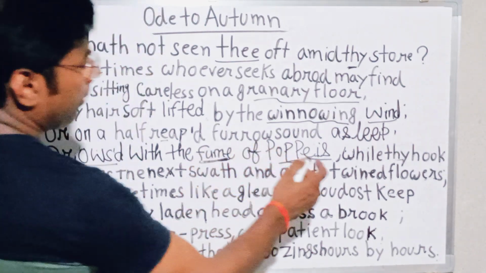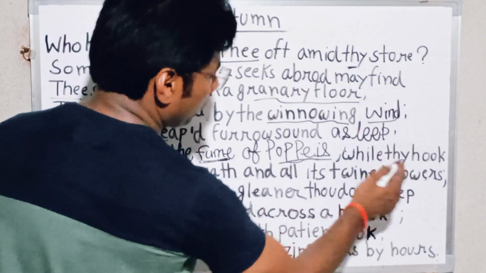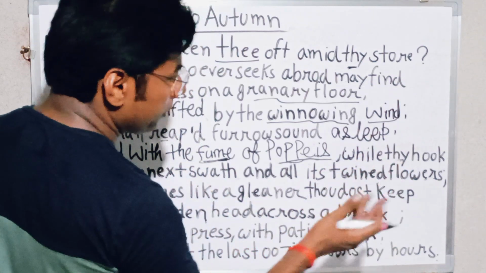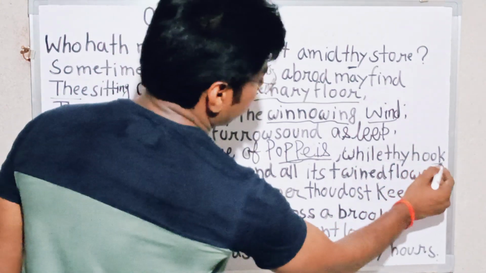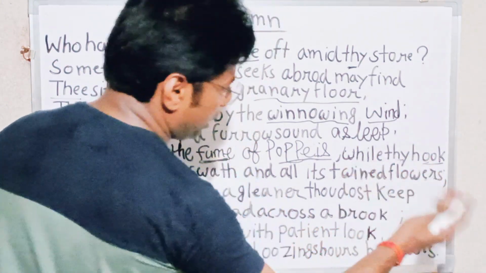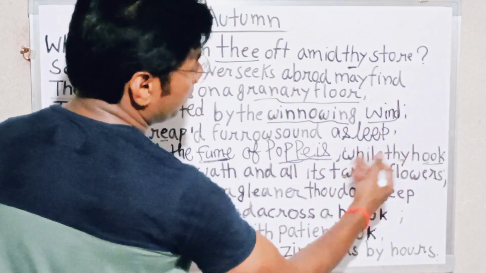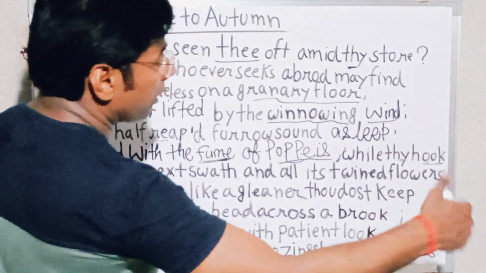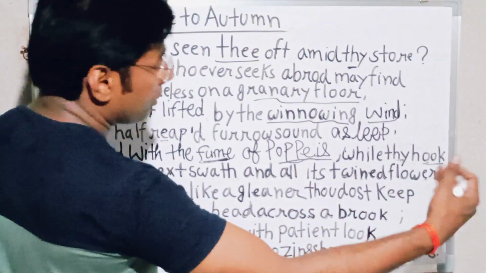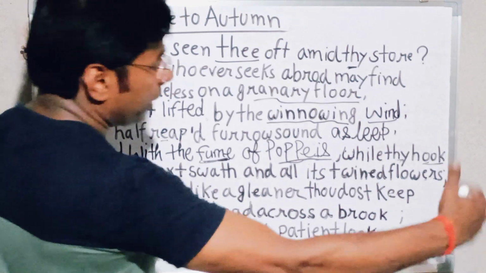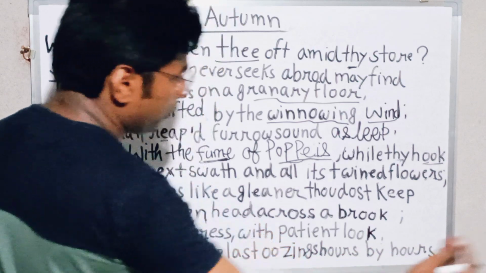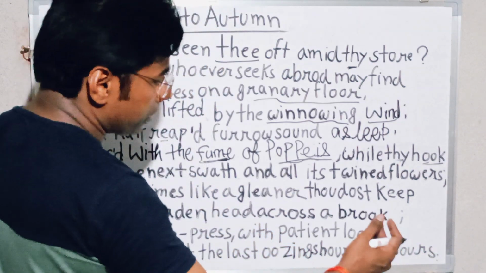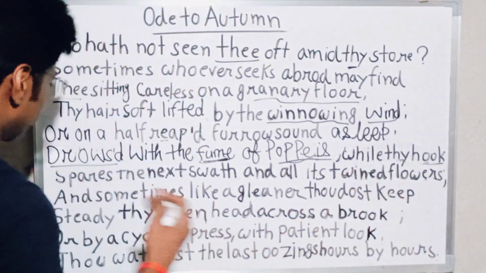Since the reaper has fallen asleep because of the strong, intoxicating smell of this plant, what has happened? Its hook, the hook of the reaper, means the farmer's scythe, that tool the farmer used particularly for cutting the crop. The hook, the scythe, could be seen lying a little bit away from the reaper.